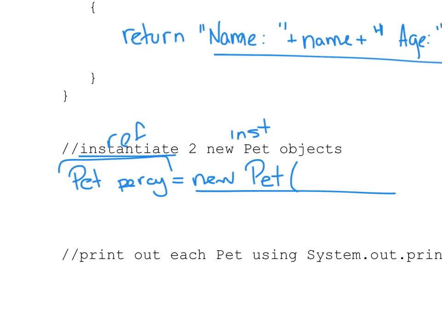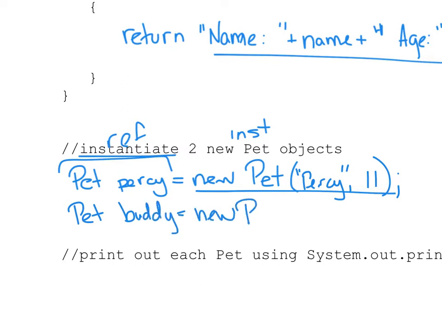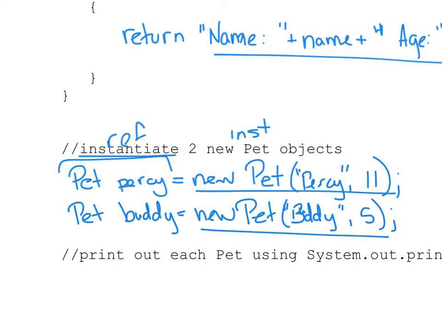So I'm going to call mine Percy because that's his name. And he's, I think we just figured this out, 11 years old. Well, actually, I think he's 12, but whatever. So then we have a pet. We'll call him Buddy. New pet, and in quotes, because this is a string, Buddy, comma, whatever, he's 5 years old. Okay, so the instantiated part is the important part that I want you to remember. Every time you're creating a new object, you need this part of it.